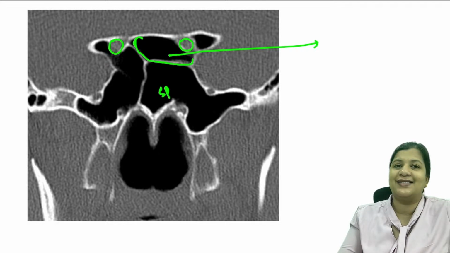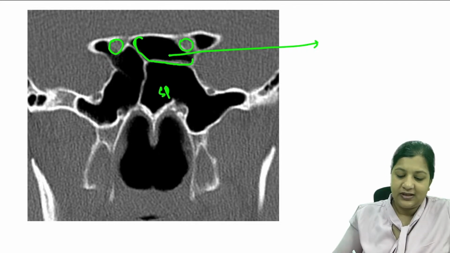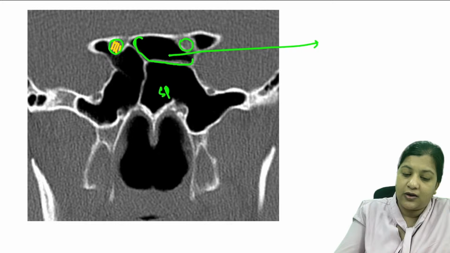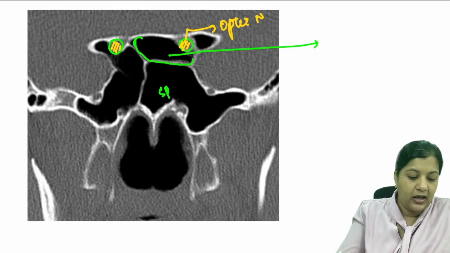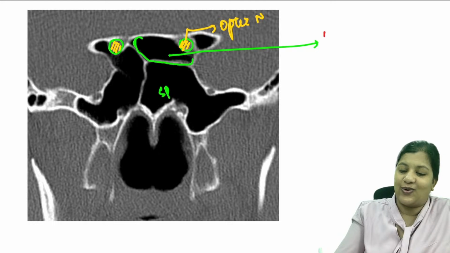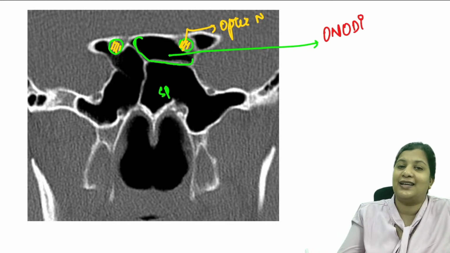I'm waiting for your answers. So this, what you see here, this is going to be your optic nerve. So this is your optic nerve. Yes, very good. This cell is called your Onodi cell. So Onodi cell is a posterior ethmoidal cell extending into the sphenoid sinus, and it can have the optic nerve inside it.